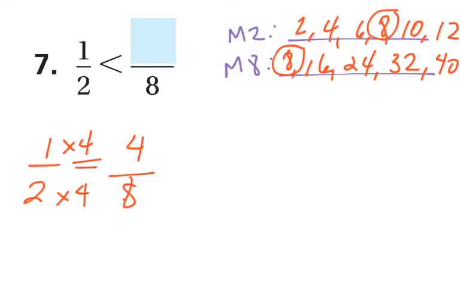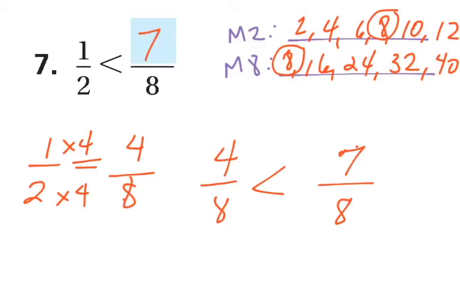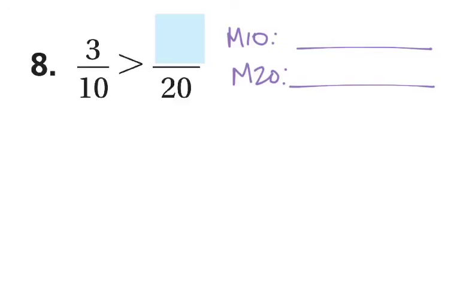Now I'm going to rewrite this sentence. 4/8 is less than something eighths. Now written this way, 4/8 is less than some number of eighths. Well, that could be 5, 6, 7, 8, 9. So anything greater than 4 is what we can put in the box. I'm going to just go with 7. 4/8 is less than 7/8.